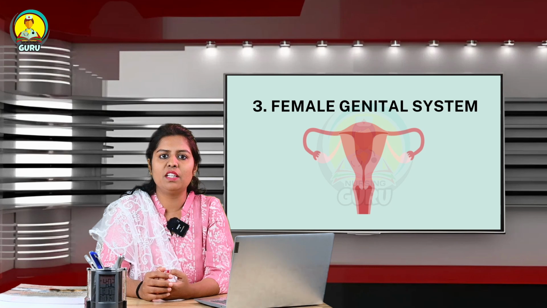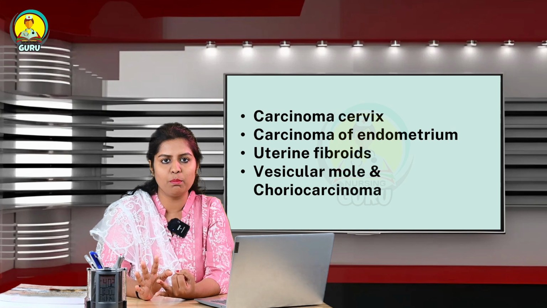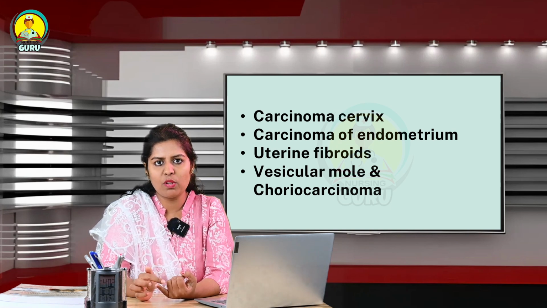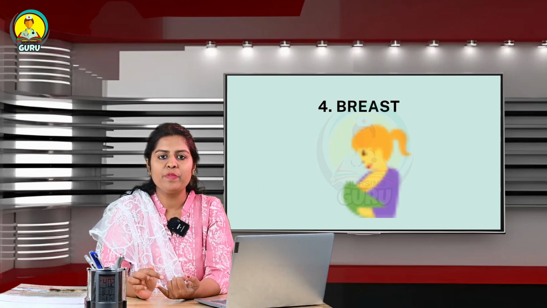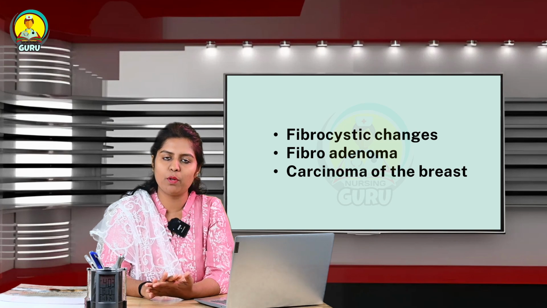Next, female genital system. Under this, carcinoma of cervix and carcinoma of endometrium. These both are also important. Then uterine fibroids we have, then vesicular mole and choriocarcinoma, then ovarian cyst and tumors. Then under breast we have fibrocystic changes, then fibroadenoma, then carcinoma of the breast. So here carcinoma of the breast is a very important question.